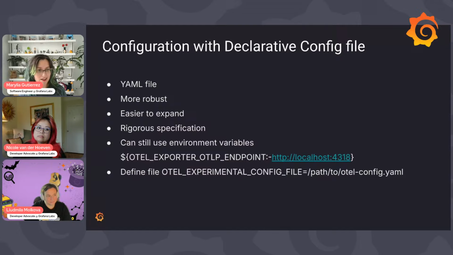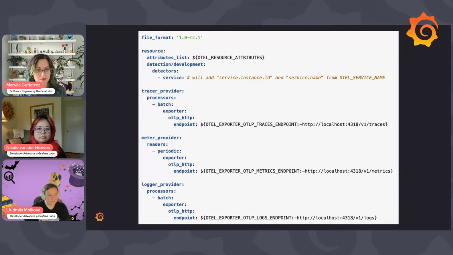I put an example so you can see what it looks like. This is a very basic one. We have the format on top, and here some resources. Here is an example of a tracer provider, meter provider, and logger provider. A very basic one, just saying this is the endpoint that I want to send to. So now you have an idea of how it looks, and you can really do more complex things here.